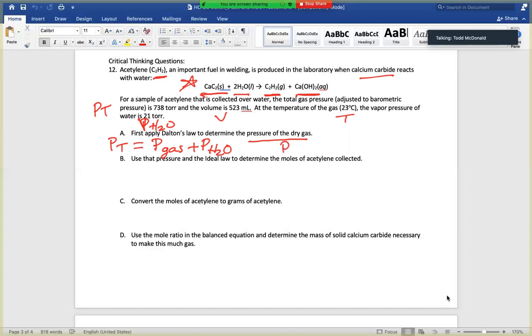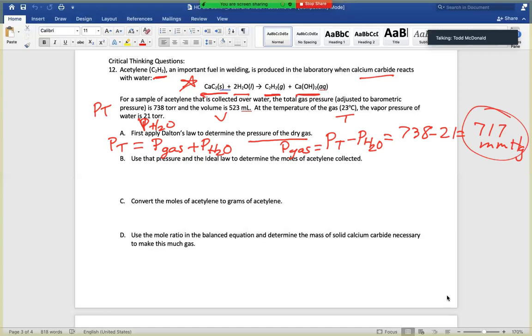To get the pressure of the gas, we're going to take the total pressure minus the pressure of our water vapor. Since we have these numbers, we can do this. 738 minus 21. We punch this into a calculator. 738 is the total pressure minus 21, that's the vapor pressure of water. We get a number of 717 millimeters of mercury. This is just the pressure of the acetylene in that container.